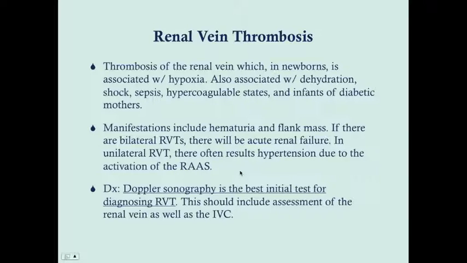For diagnosis here, I've heard some people say that it can be diagnosed on clinical grounds. I'm skeptical of that. I think sonography is very cheap and it's very easy, and particularly Doppler sonography is really good at diagnosing thrombi. So I would say that would be the best initial test for diagnosing renal vein thrombosis. Also because a flank mass in a baby can be so many different things. This should also include assessment of the main renal vein and also the inferior vena cava, because that thrombus can spread. And so you want to know how much of the vasculature that thrombus is including.